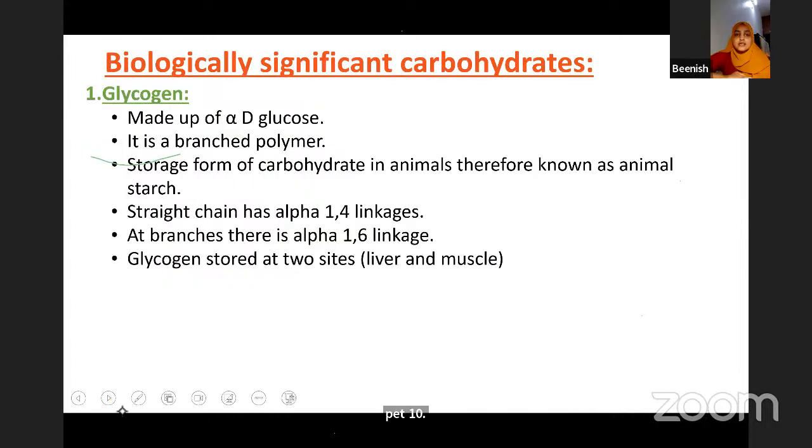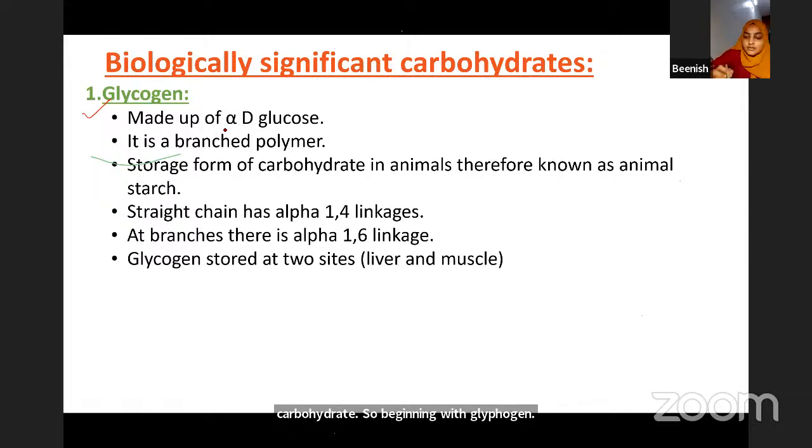Now let's take up some biologically significant carbohydrates. Beginning with glycogen, the most important one, it is made up of alpha D glucose. So your alpha D glucose units are repeated to form glycogen, and we've already studied that it is a highly branched polymer, and it is the storage form of carbohydrates in animals, therefore also known as animal starch. So your glucose is stored in the form of glycogen. We've already studied how glucose was converted into glycogen in glycogen synthesis.